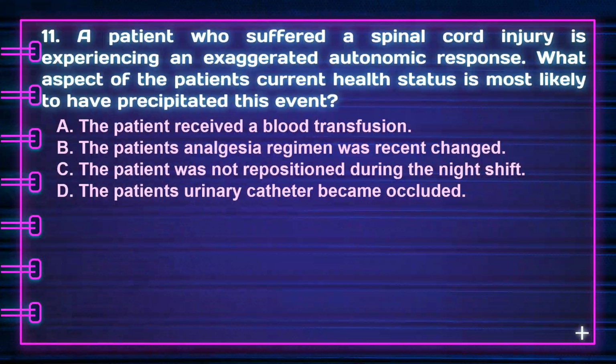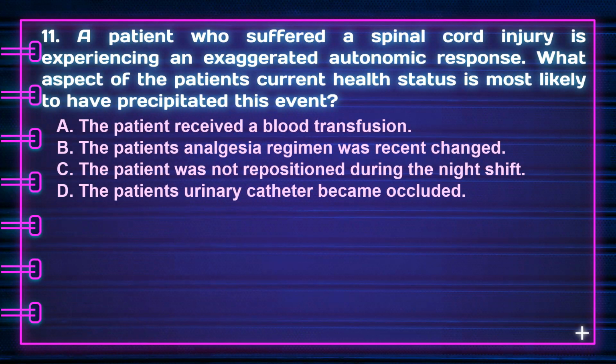11. A patient who suffered a spinal cord injury is experiencing an exaggerated autonomic response. What aspect of the patient's current health status is most likely to have precipitated this event? A. The patient received a blood transfusion. B. The patient's analgesia regimen was recently changed. C. The patient was not repositioned during the night shift. Or letter D. The patient's urinary catheter became occluded.